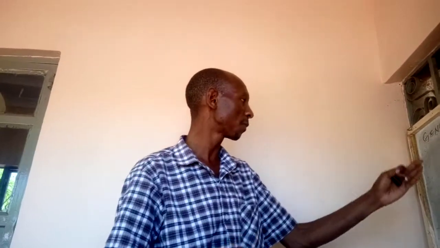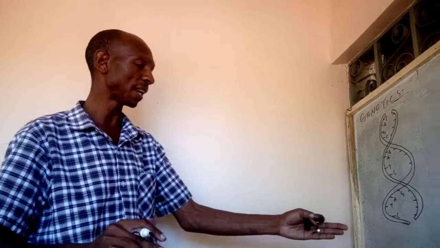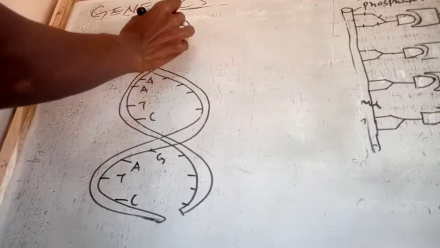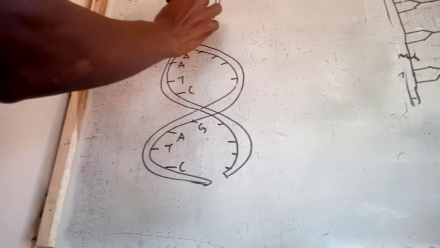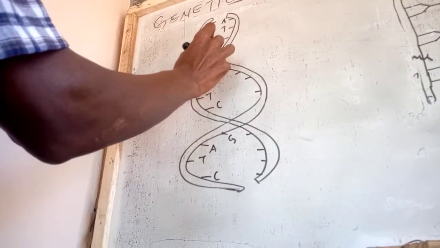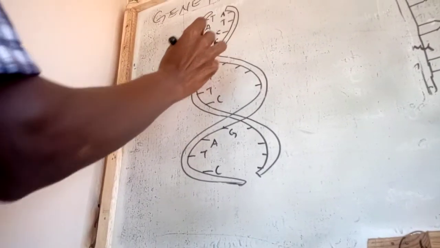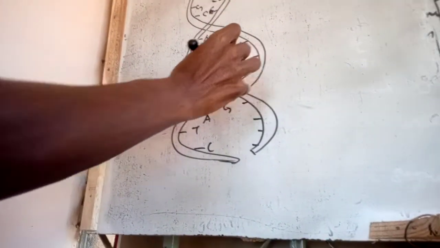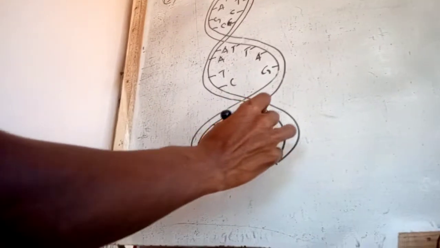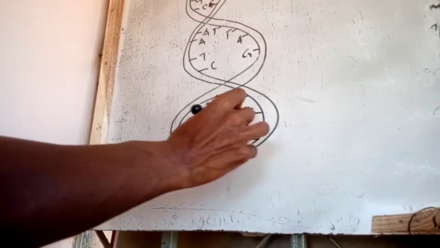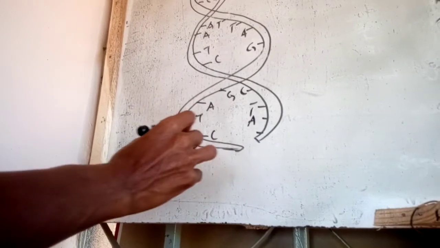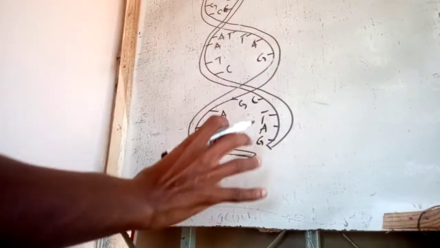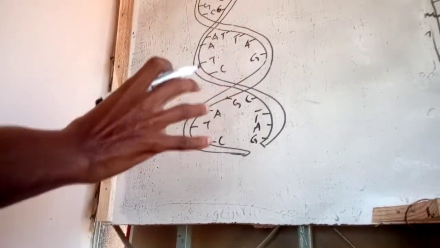And therefore, when we come to fill the remaining space here, you will find that thymine joins with adenine, adenine with thymine, guanine with cytosine, cytosine with guanine. Then we have adenine, thymine, thymine, adenine, cytosine, guanine. Then guanine, cytosine, adenine, thymine, and thymine we have adenine, and cytosine will have a guanine. That is how a double helix will appear.